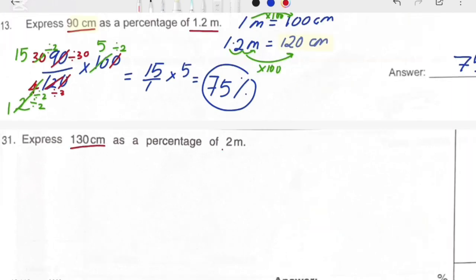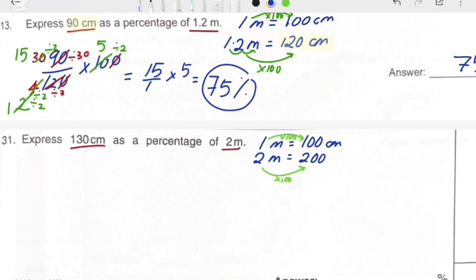Express 130 centimeters as a percentage of 2 meters. 130 centimeters and 2 meters, they're in different units. So let's first convert 2 meters into centimeters. Let's recall the conversion rate. 1 meter is equal to 100 centimeters. From 1 to 100, the multiplier is 100. So 2 times 100 is 200. 2 meters is equal to 200 centimeters.